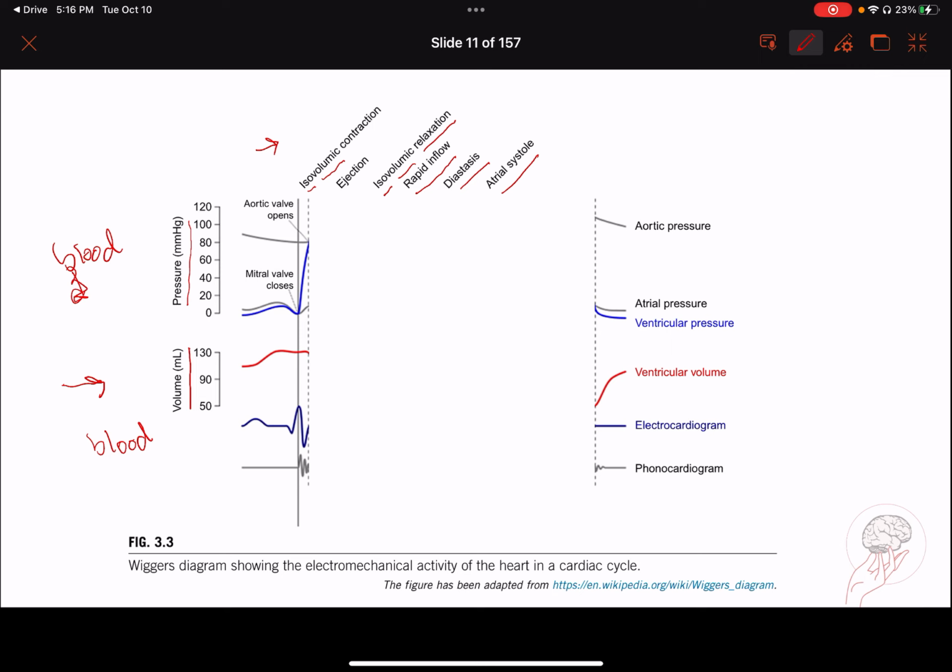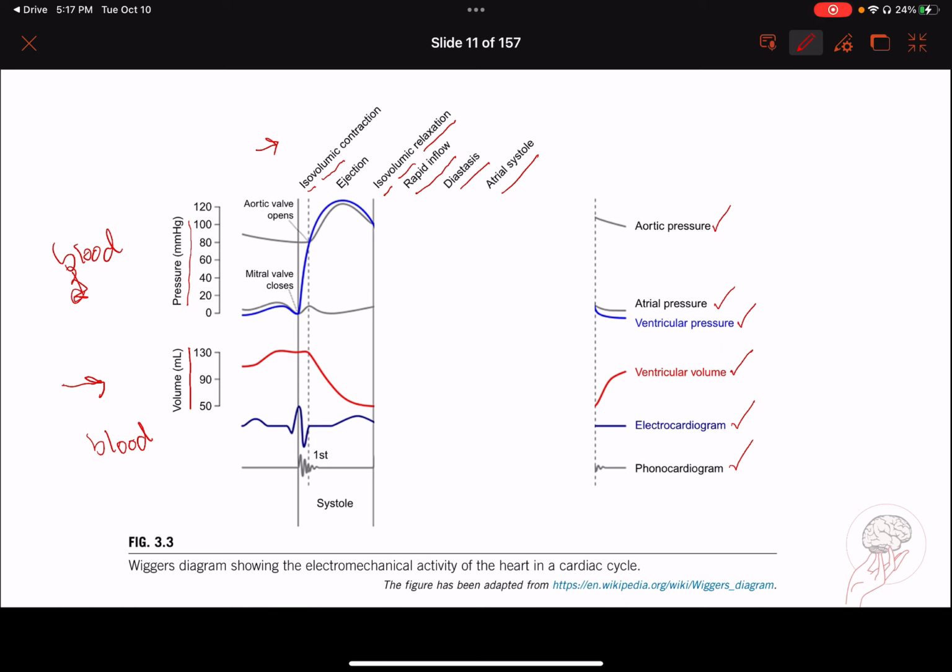Let's look at what lines we have going on here. So we have aortic pressure. Think of your aorta, it's a primary artery. We have atrial pressure, so the atria of the heart. We have ventricular pressure, the ventricle of the heart. And then down here in volume, we have ventricular volume. We have the electrocardiogram, and we have the phonocardiogram. Okay, let's keep going.